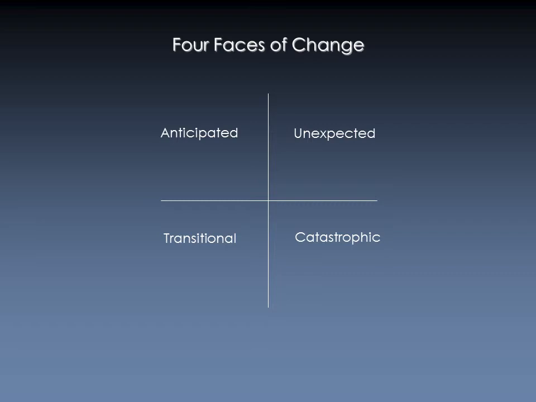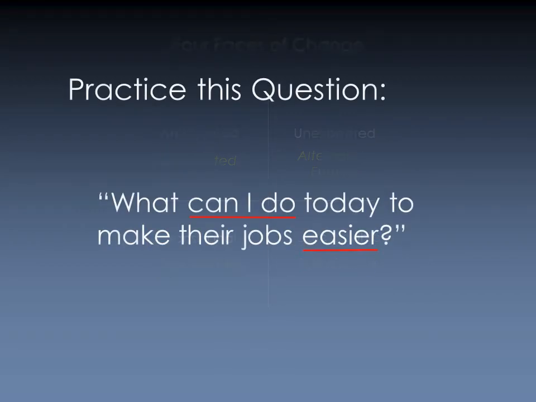The 4 phases of change for the LOM to manage are the anticipated: we create forecasts and budgets to show tactical control. The unexpected: we create Plan B narratives to ask and answer what if. The transitional: we create long-term strategic plans to show foresight. And the catastrophic: we create resilient communities of support and crisis management systems for what we can't predict.